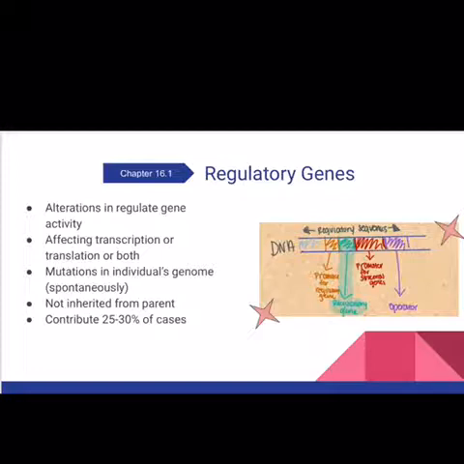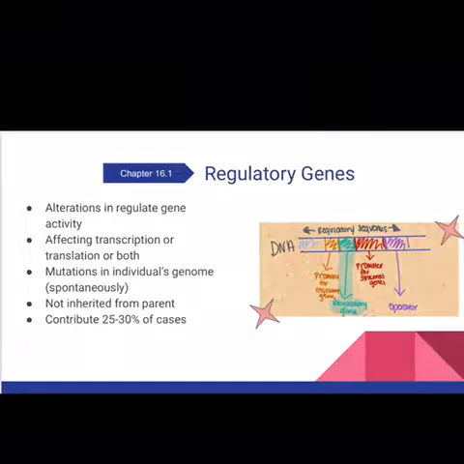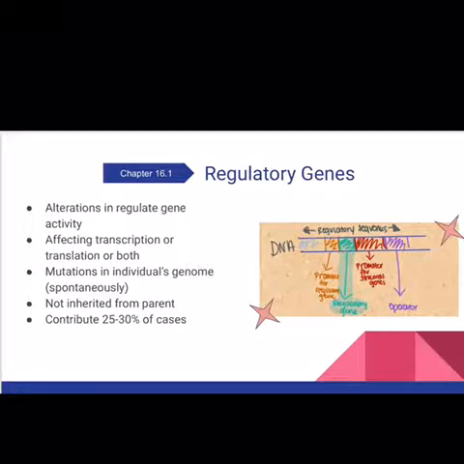So we all know from this chapter that regulatory genes regulate the expression of the structural genes, which are further to the right, which are not drawn, but you can see the regulatory gene here. And that would affect their transcription or translation or even both. And it said that since these mutations happen spontaneously in the individual's genome, it's not really inherited from a parent. So it really doesn't come from your mom or your dad. It is said that mutations like this contribute to 25 to 30% of autism cases.